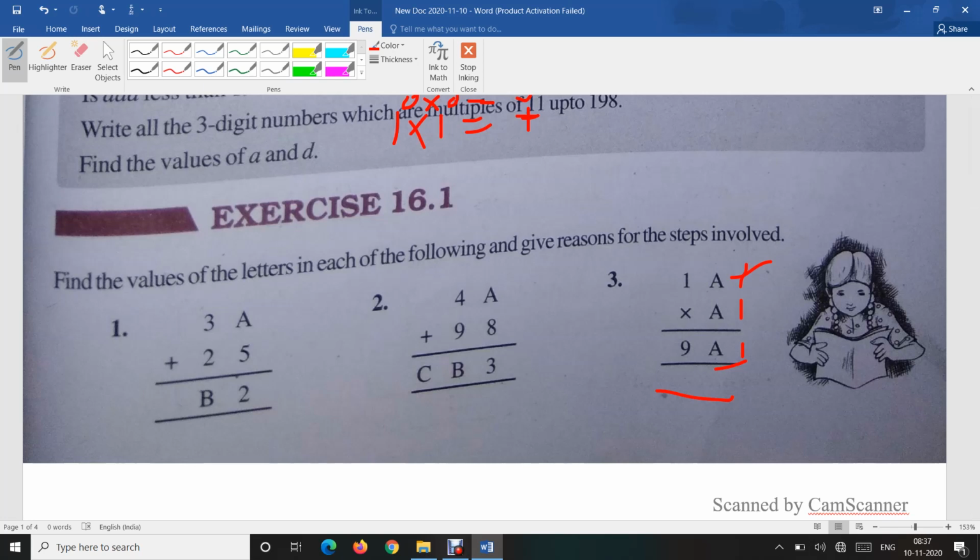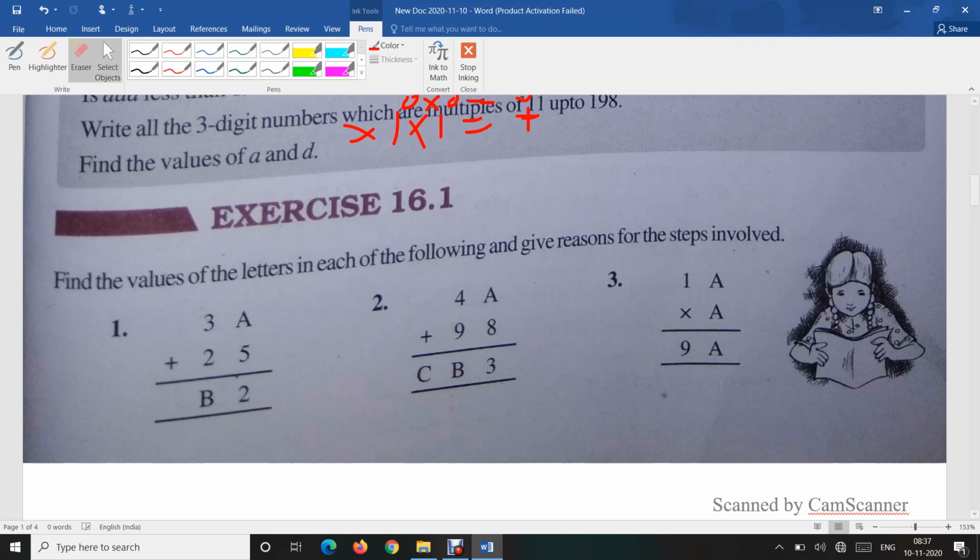Let us put the value of A as 1. Then 1 multiplied by 1 is 1. But here you have 9 and here you have 1. So this is not the result. This is not satisfying this condition. So let us try ahead.